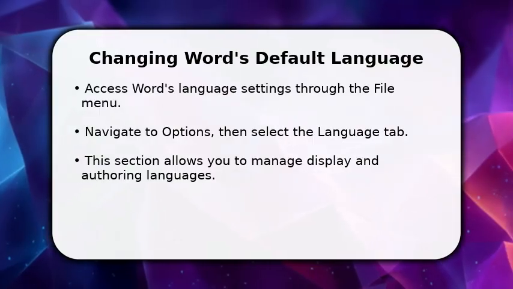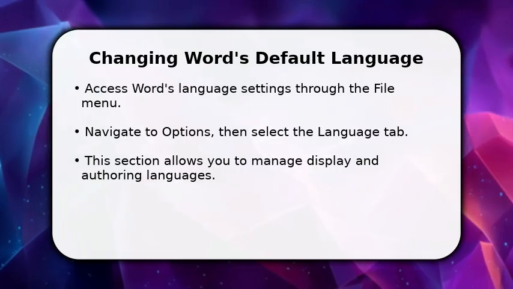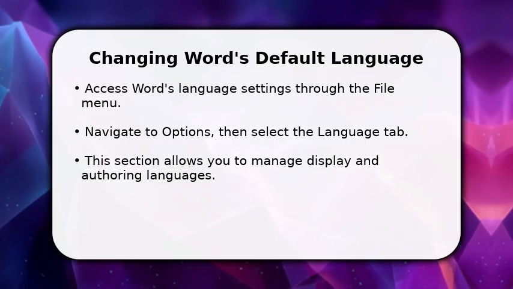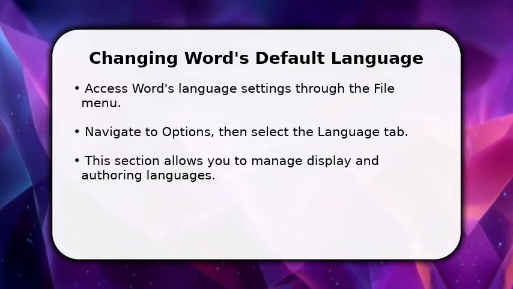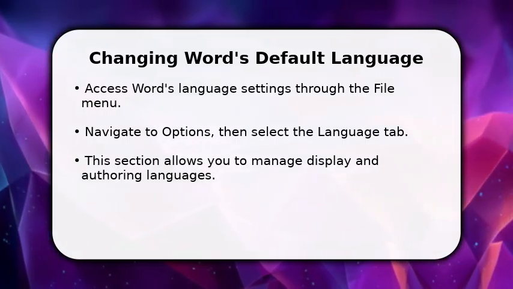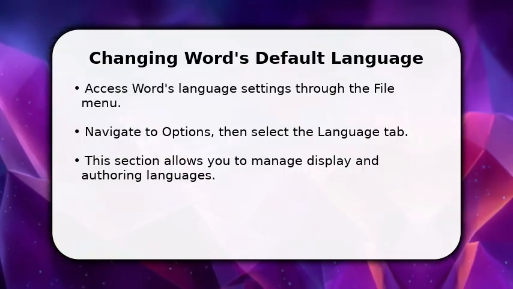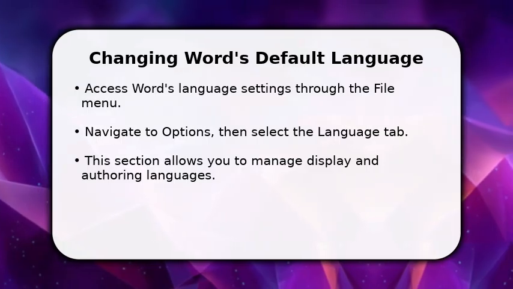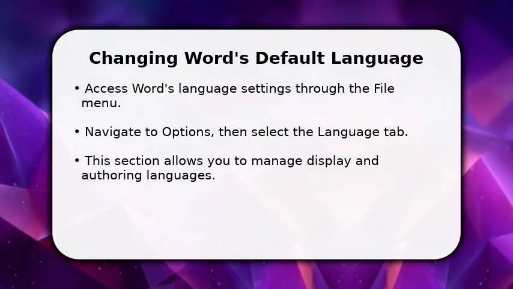In this video, I will explain how to change the default language in Microsoft Word. First, open any Word document. Then, click on the File tab located in the top left corner of your screen. From the File menu, select Options at the very bottom. This will open the Word Options dialog box, where you'll find various settings to customize your experience.